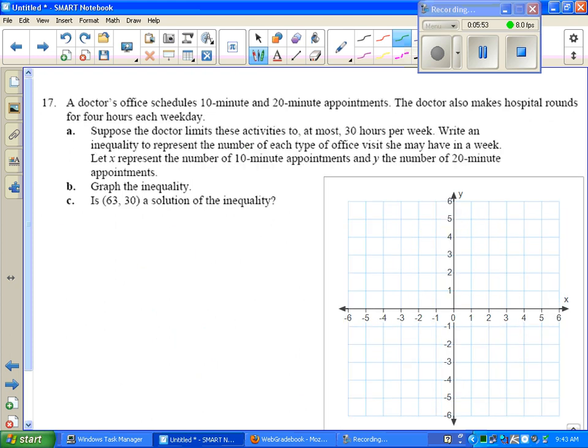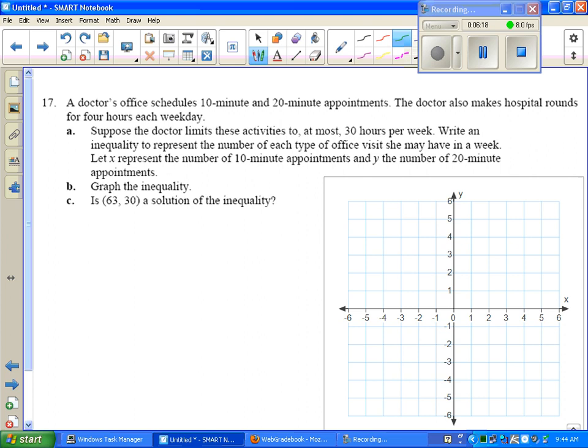Number 17 says a doctor's office schedules 10 and 20-minute appointments. Then it says the doctor also makes hospital rounds for 4 hours each weekday. Suppose the doctor limits these activities to at most 30 hours per week. Write an inequality to represent the number of each type of office visit she may have in a week. Let X represent the 10-minute appointments and Y the 20-minute appointments.